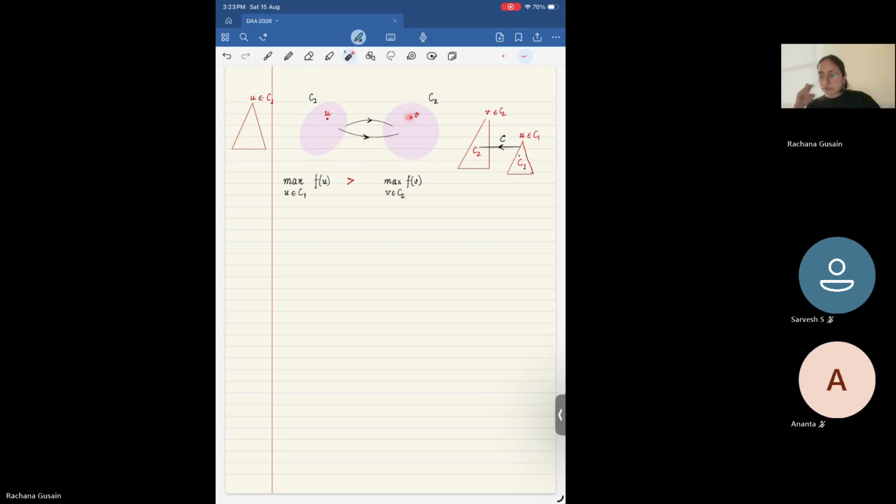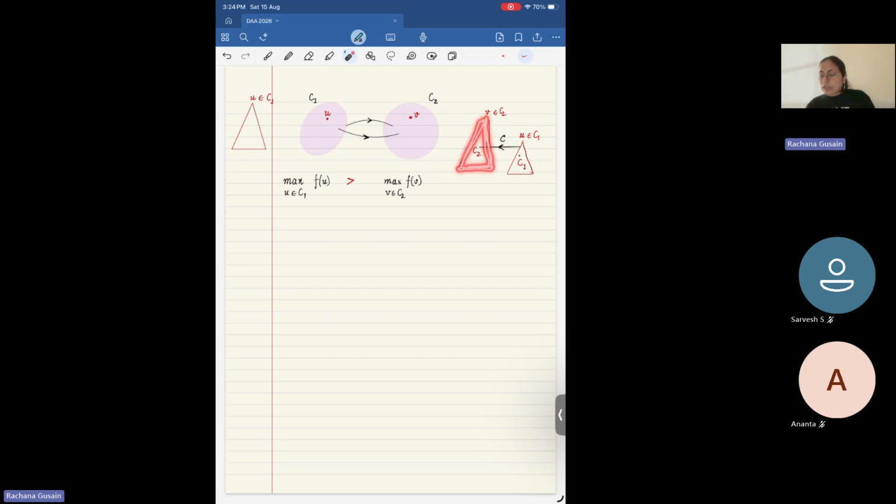Sarvesh? I'm here writing only C2 nodes. Only C2, right? Only the nodes in C2 because this is a strongly connected component. So from V, I can reach any other node in C2. And since there is no edge that takes me to C1, I cannot reach any node in C1. So if I start my DFS from a node in C2, I'm only going to visit the nodes in C2.